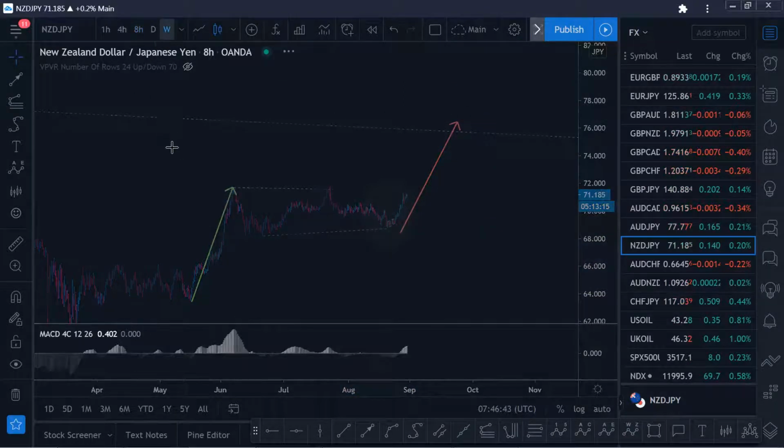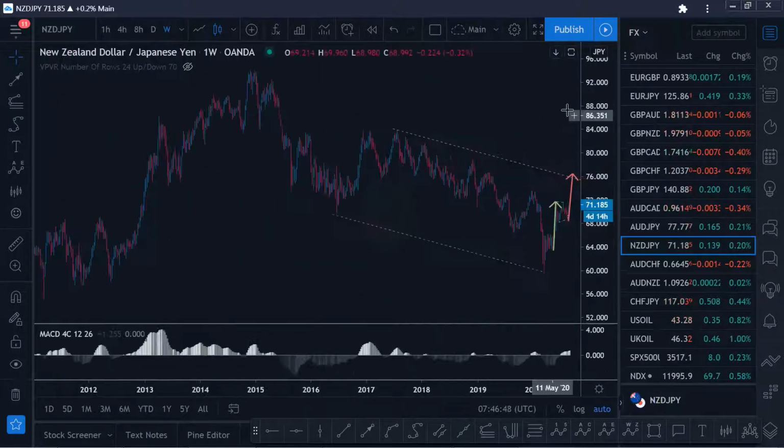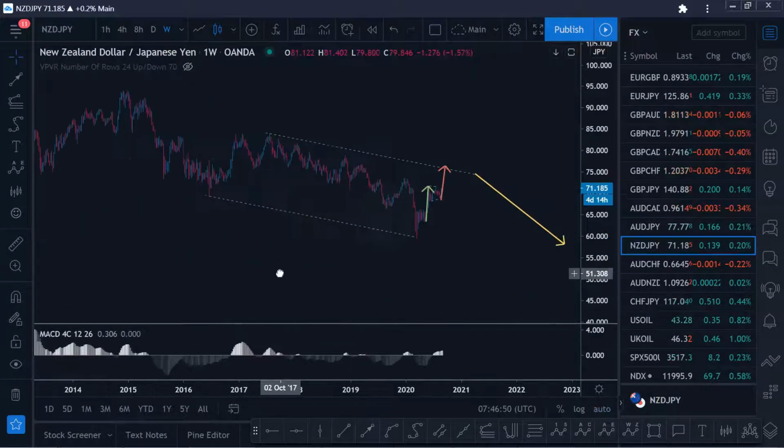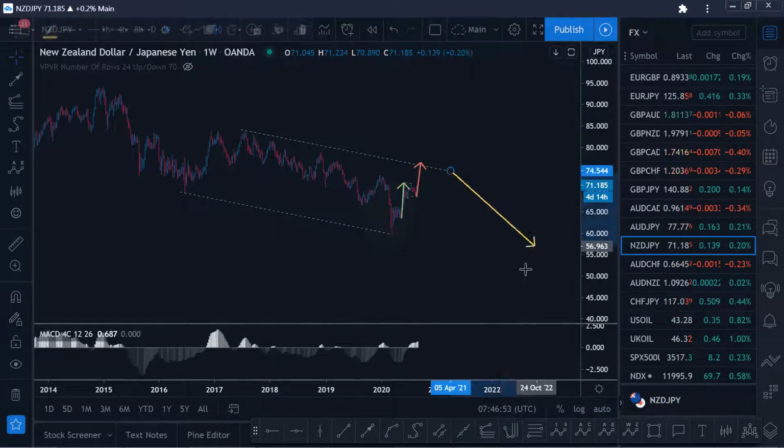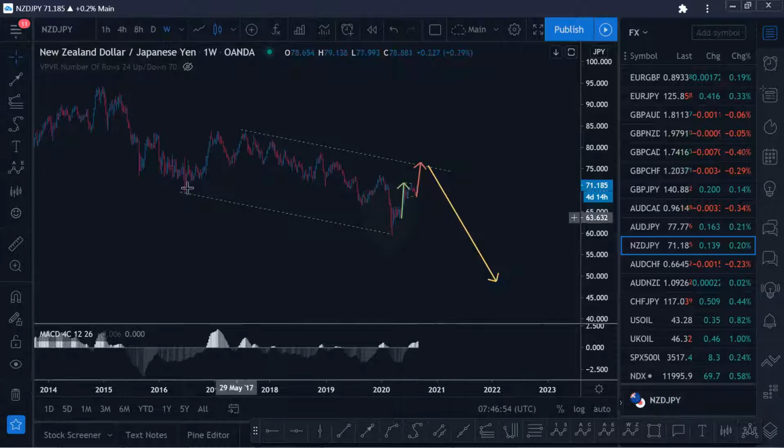Zooming out on New Zealand yen, you'll see it looks like we're just trading this running flat. So there'll be a nice trade to the downside following this move higher, maybe at the end of this month or beginning of next month. Keep an eye on this one as a really nice trade.